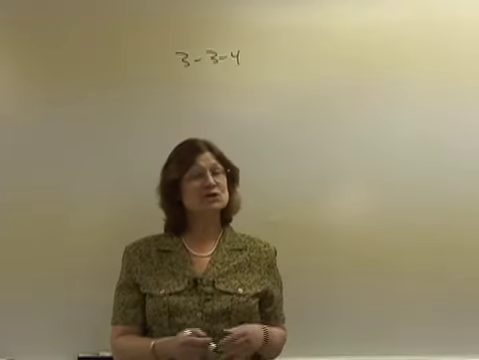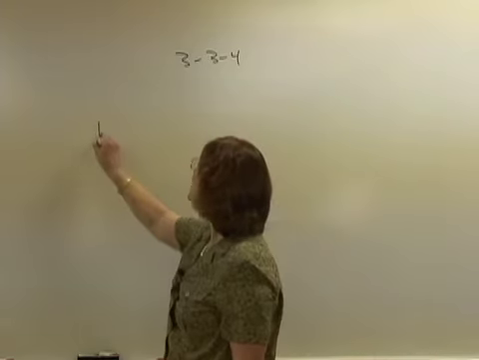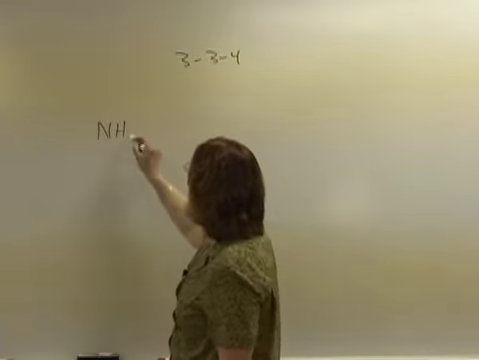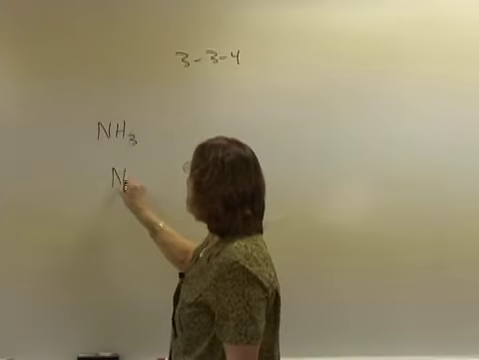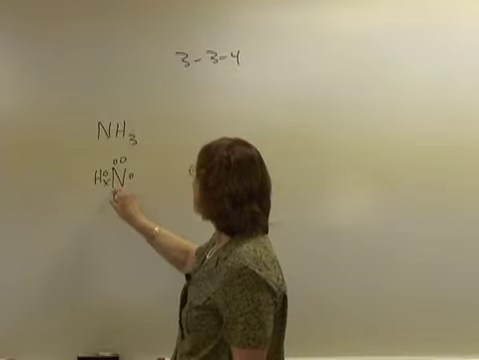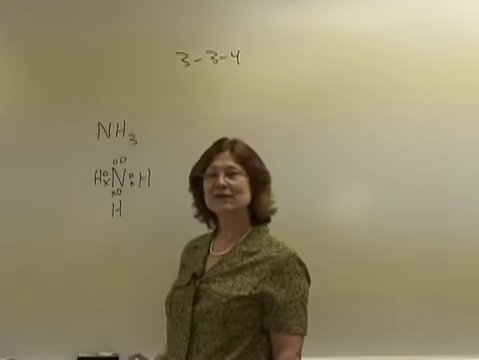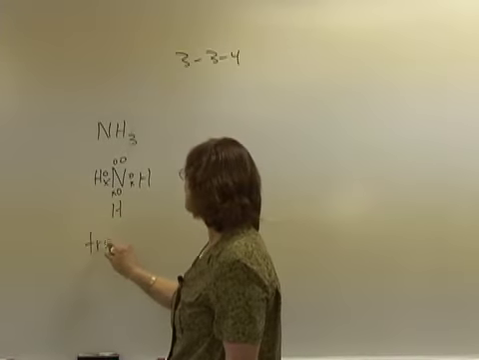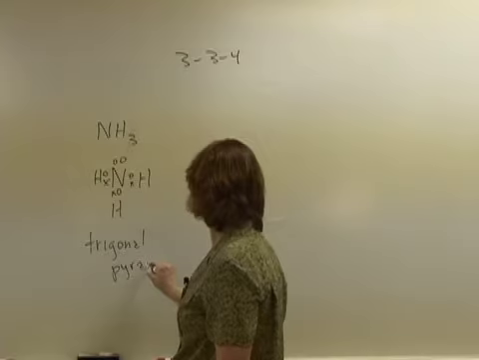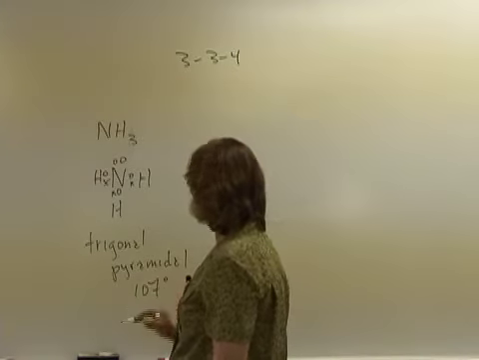Therefore, the best thing to do would be to write the formulas and then draw the shapes. Ammonia is NH3. That's a funny 3. Nitrogen has 5 dots. And hydrogen has 1. And that's how we draw that shape. It is trigonal pyramidal. And it has 107 degrees.